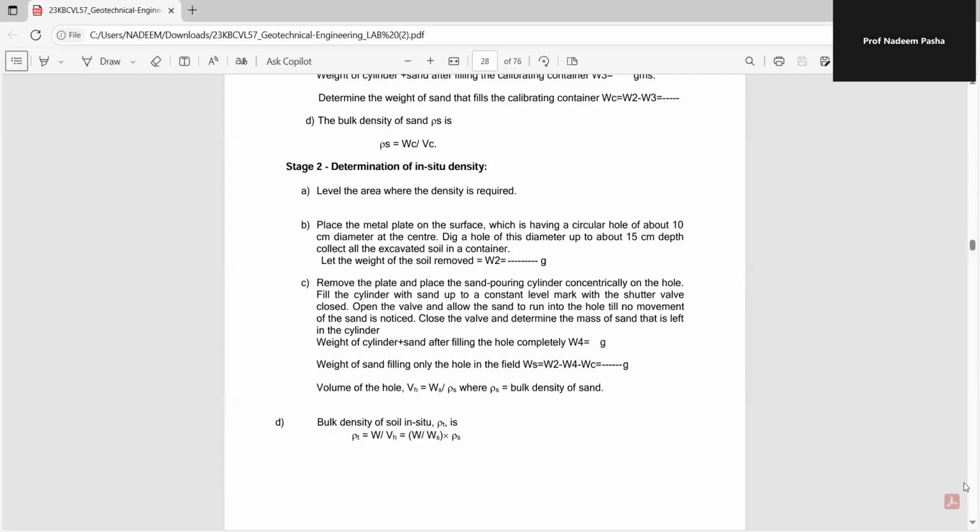So the weight of cylinder plus sand after filling the hole completely is W4 grams. Weight of sand filling only the hole is Ws is equal to W2 minus W4 minus Wc. Volume of hole VH is equal to Ws by rho S, where rho S is the bulk density of sand. The bulk density of soil is rho T equal to W by VH, that is W by Ws into rho S.